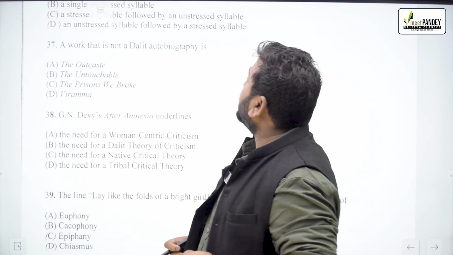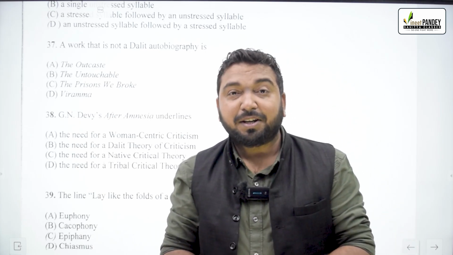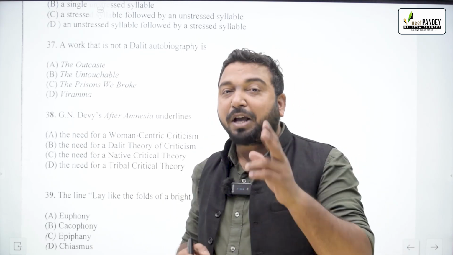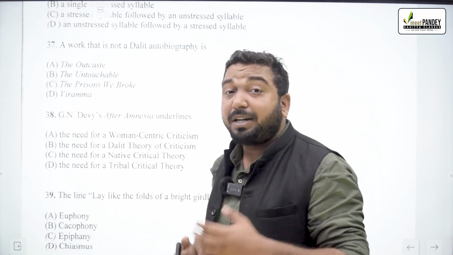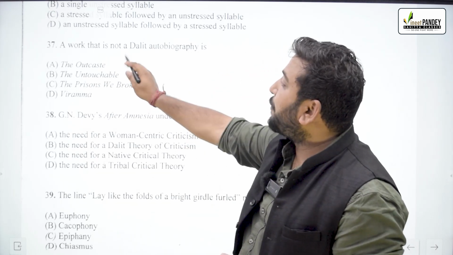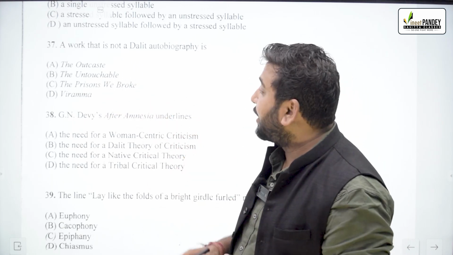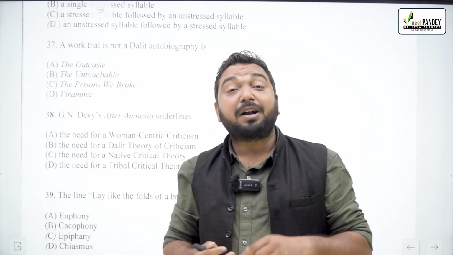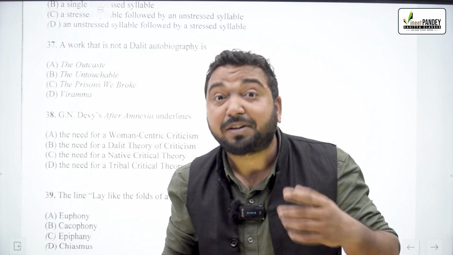A work that is not a Dalit autobiography. Oh my God. But we teach it. Dalit literature we have taught. So those who don't know, focus, because I know where you made the mistake. You must have gone for some story, but that's easy. Don't go for the outcast. That's autobiography. Prisons We Broke, Baby Kamble, autobiography. Viramma, autobiography. Why Untouchable? Untouchable is written by Mulk Raj Anand and is not an autobiography. It's a story.